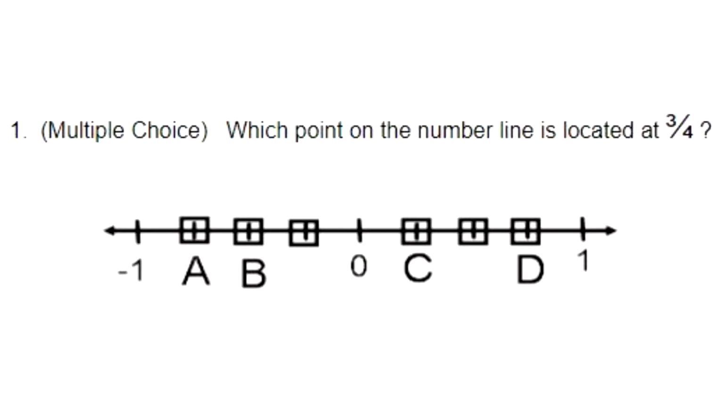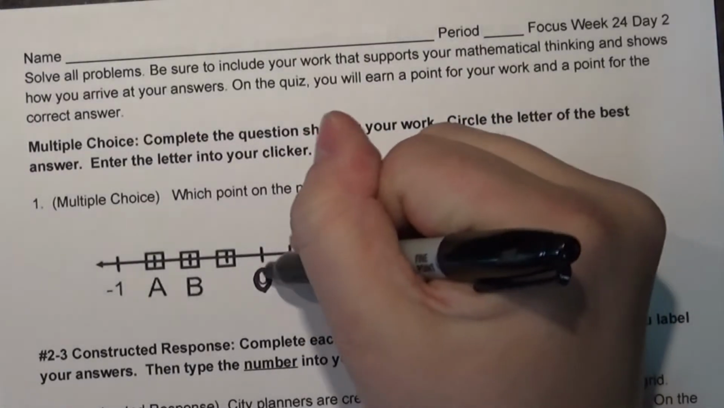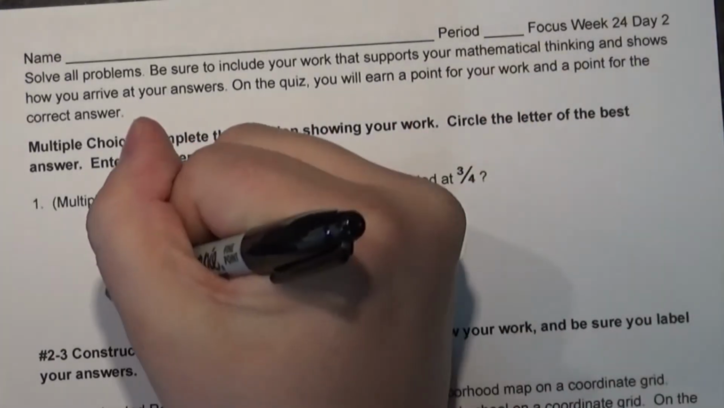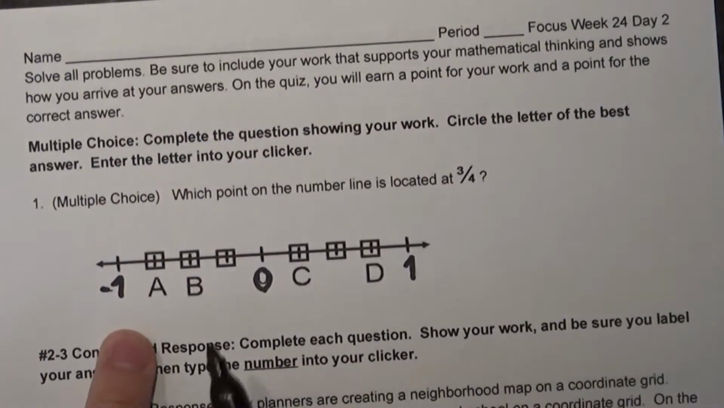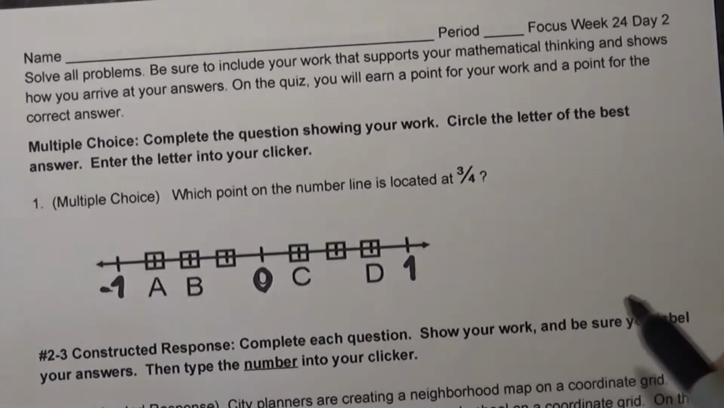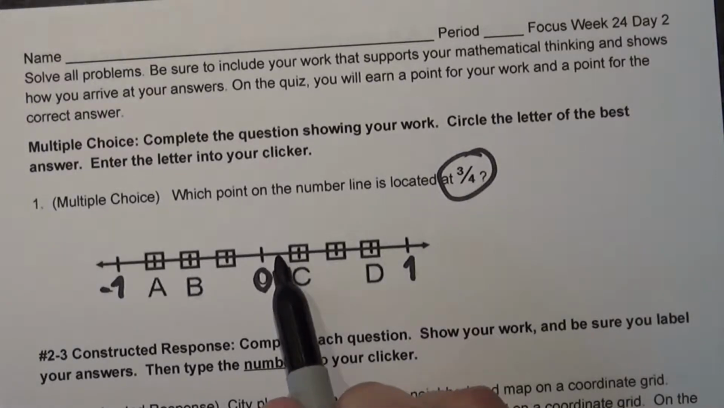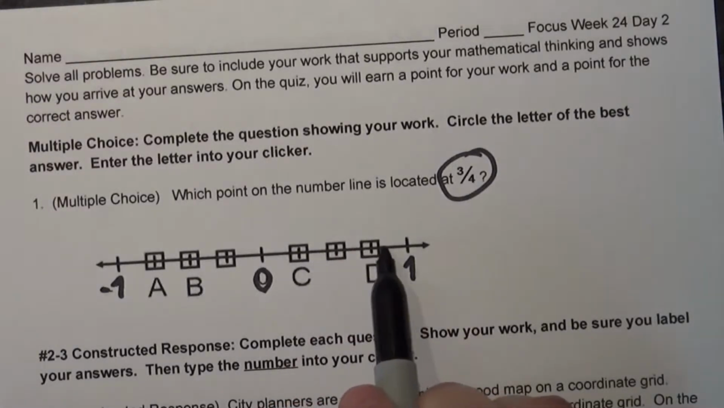Here we are in number 1. It says, which point on the number line is located at 3/4? If you look at this, I want you to pay close attention to the number line they give you. We see the point 0 here, we have the point 1, and we have the point -1. All of our points in between are going to be fractions or decimals. In this case, because we're looking for 3/4, we're going to think of them as fractions. So I really have 1 part, 2 parts, 3 parts, and 4 parts.